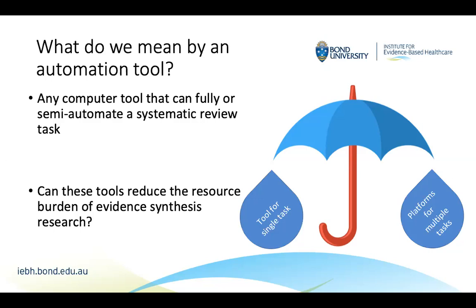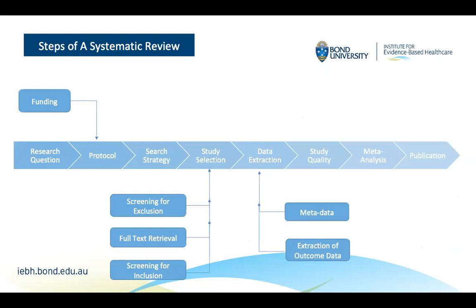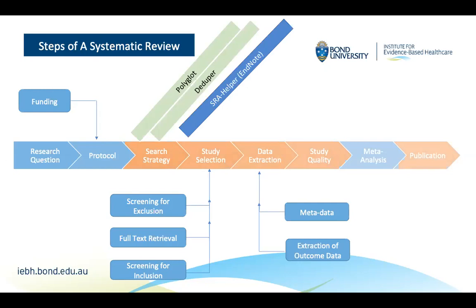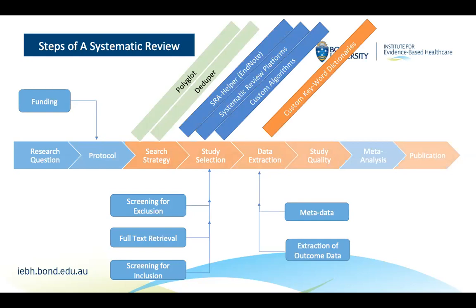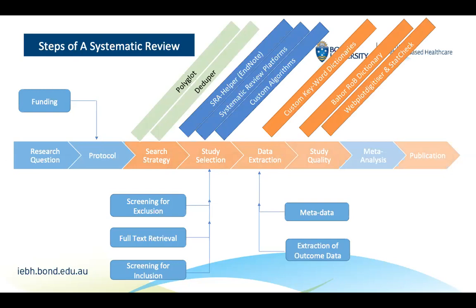So this is a slightly more in-depth breakdown of the steps of a systematic review. So today I'm going to be covering tools that help you with the search strategy, the study selection, data extraction, quality appraisal, that should be highlighted as well, the meta-analysis and the publication step. So yeah, some of the tools I'm going to be covering are the Polyglot Search Translator, the deduplication algorithm, SRA EndNote Helper, various different systematic review platforms, custom machine learning algorithms for citation screening, text mining, some basic keyword dictionaries that can help you with data extraction, risk of bias using text mining, and things like WebPlotDigitizer and StatCheck for assessing the statistical robustness, and RedRAM Replicant as well. Sorry, I'm missing one, there should be a Shiny app for the meta-analysis at that stage.